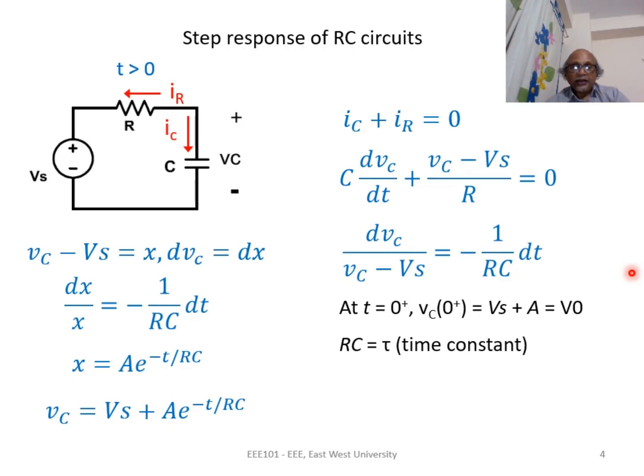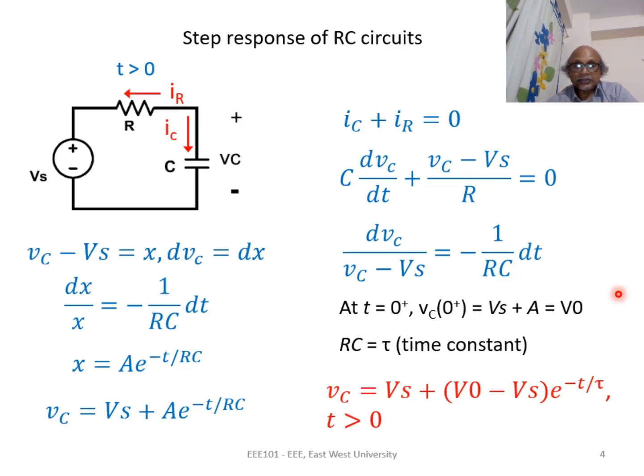Also, we defined tau the same way as we did before for RC circuit. The time constant tau in this case also is equal to RC. With these two relationships, the capacitor voltage is expressed in this way: Vs plus V0 minus Vs e to the power minus t by tau for t greater than 0. This is our desired result mathematically.